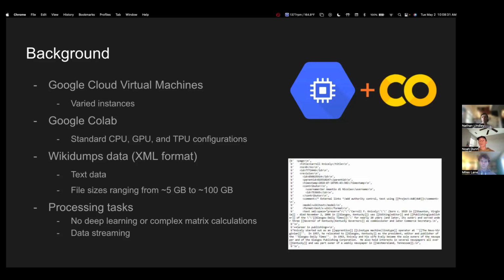Finally, for the processing tasks we chose to test on each processor, we decided to use simple algorithms that would not strongly favor the GPU or TPU over the CPU. Because the data sets were far larger than the memory on the machines we were using, we had to stream chunks of Wikidumps data in, process them, and remove them from memory before proceeding on to the next.